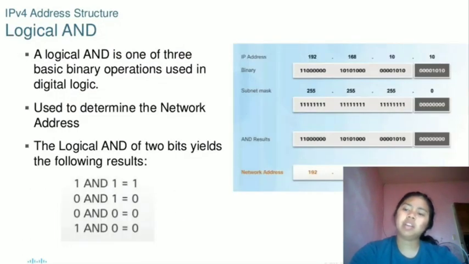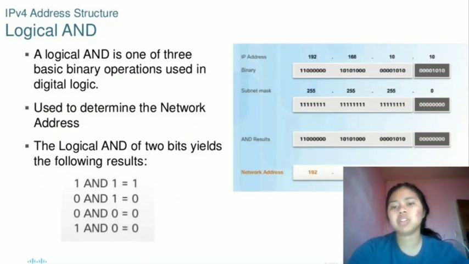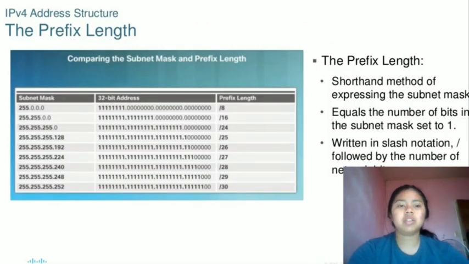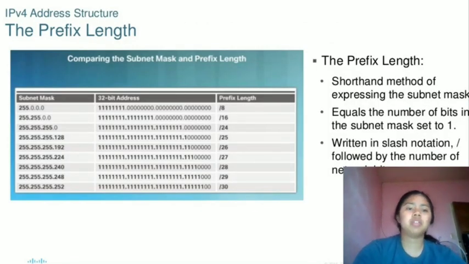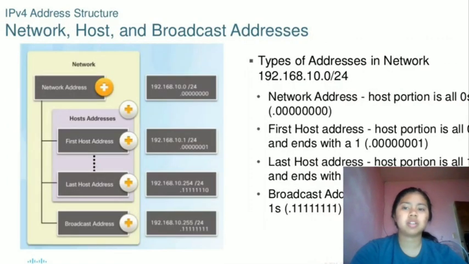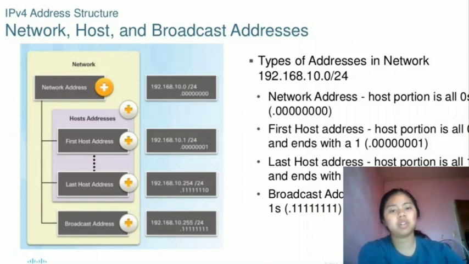Logical AND. A logical AND is one of the three basic binary operations used in digital logic. Prefix length: the prefix length is a shorthand method of expressing the subnet mask. Network, host, and broadcast addresses: the types of addresses in a network.